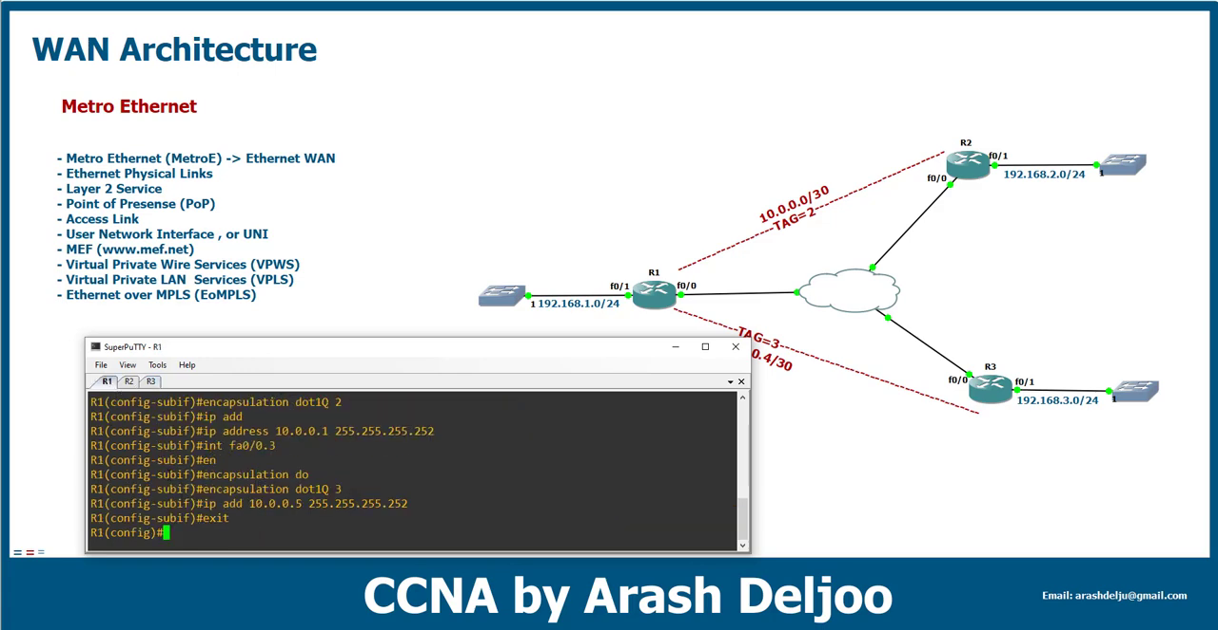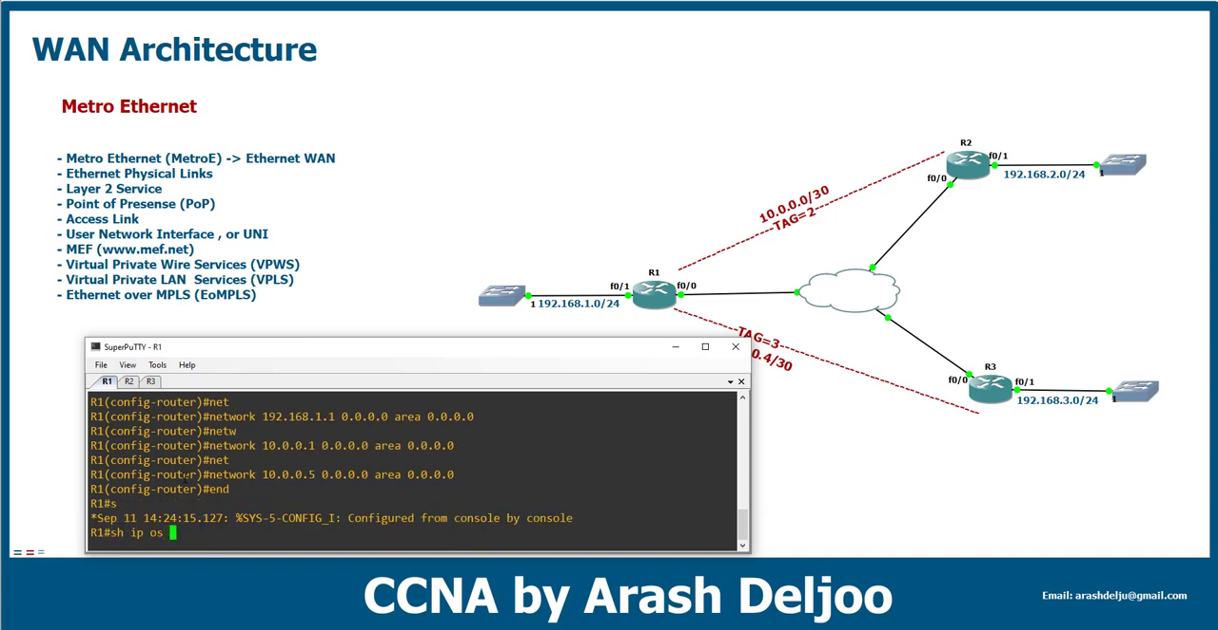For example, OSPF. We can use OSPF in router 1: router ospf 1, router ID is 1.1.1.1. Then we need to use the network command: network 192.168.1.1 0.0.0.0. Assume that all of these interfaces are working in area 0, and then network 10.0.0.1 0.0.0.0, again area 0, and after that network 10.0.0.5 0.0.0.0 area 0. Until now we have enabled OSPF on all of the interfaces of router 1.